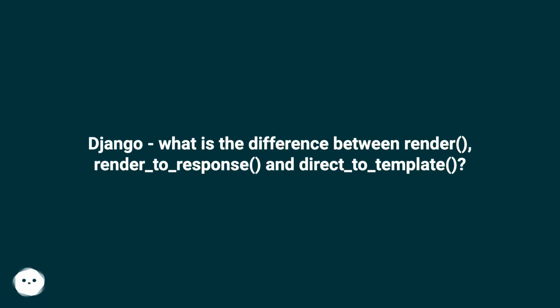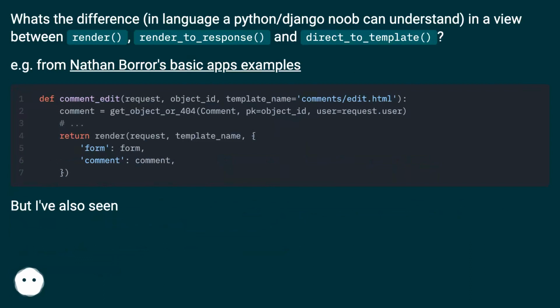Django, what is the difference between render_to_response and direct_to_template? What's the difference? In language a Python/Django noob can understand, no view between render_to_response and direct_to_template? For example from Nathan Borror's basic apps examples.